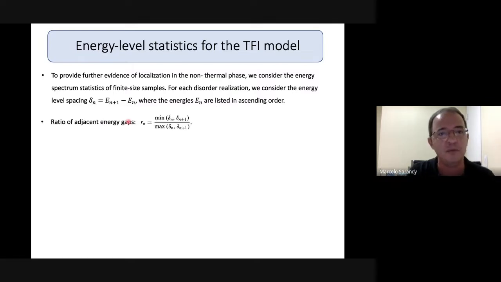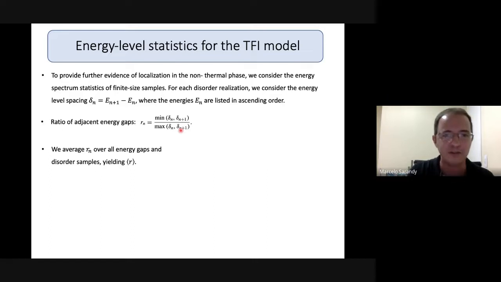And then we compute the ratio of adjacent energy gaps. This is R n. We just take the minimum of the neighboring gaps over the maximum of the neighboring gaps. And then we average R n over all energy gaps and over all disorder samples. This yields this identifier that we call the average R, right? It's the gap ratio averaged over all the energy gaps and over all disordered samples.